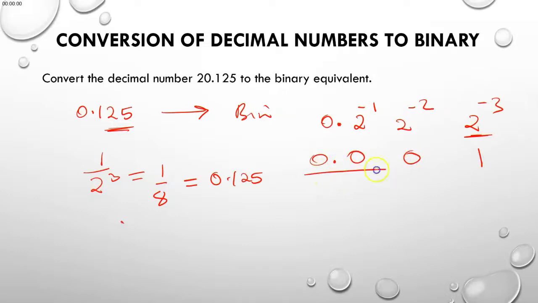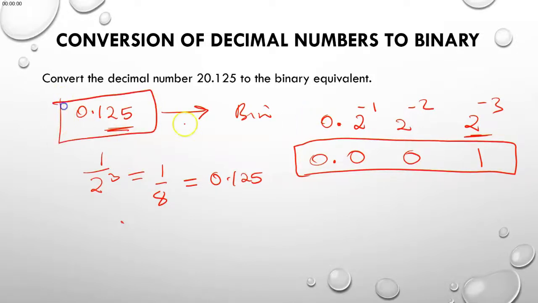This confirms the answer in binary, and this is in decimal. So this is how you convert 0.125 in decimal, which is base 10, to become 0.001 in base 2.